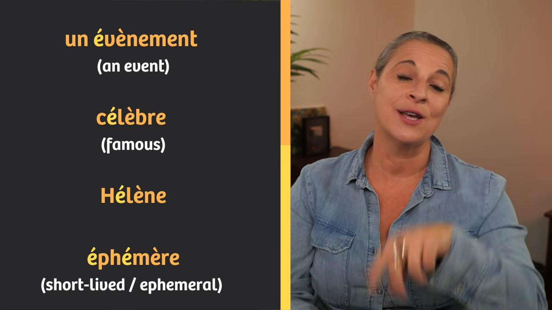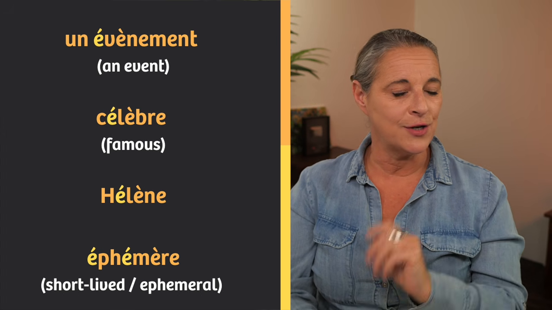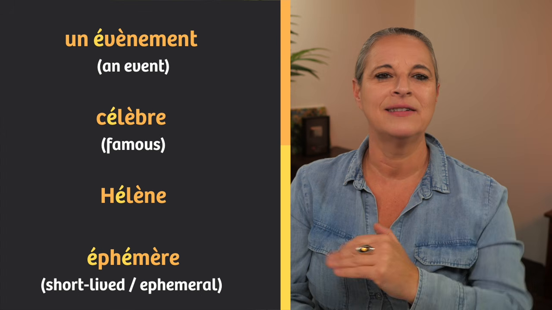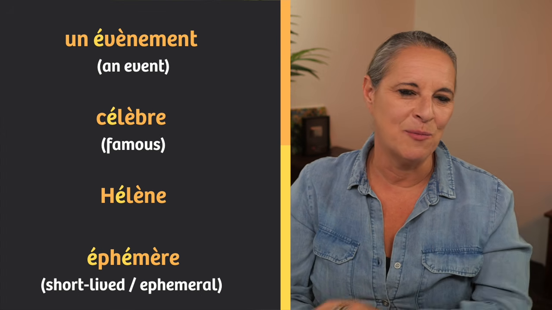Now this one has two accents aigus and one accent grave at the end. So how do you pronounce this? Éphémère. See that? Éphémère. Ephemeral. Okay, let's have a look at l'accent circonflexe now, or circumflex accent.